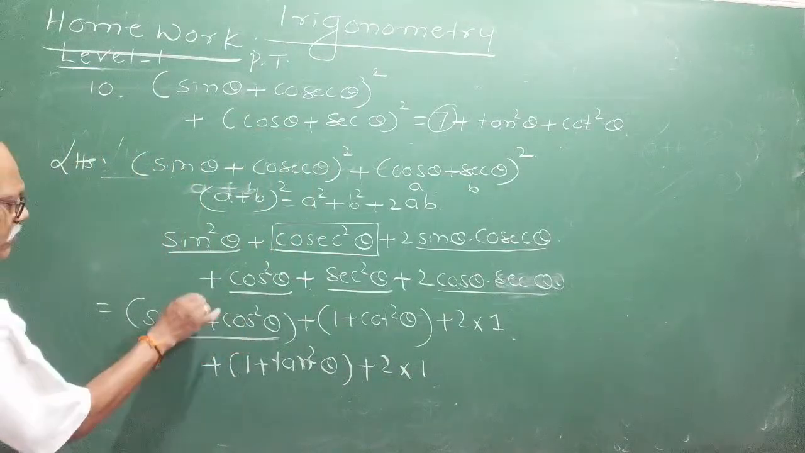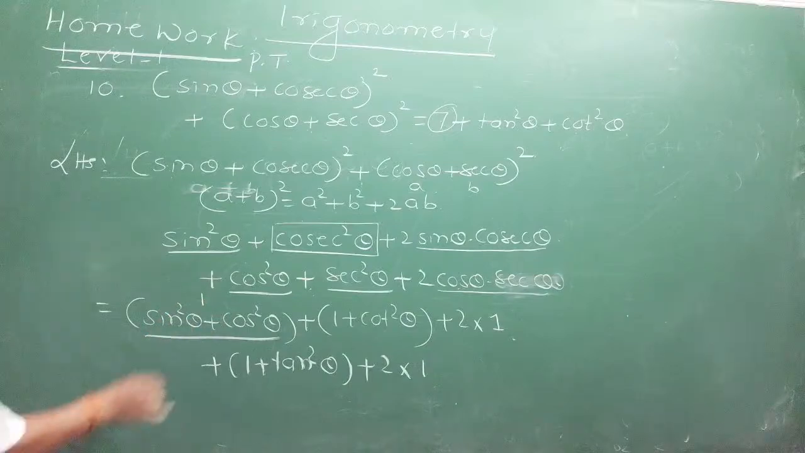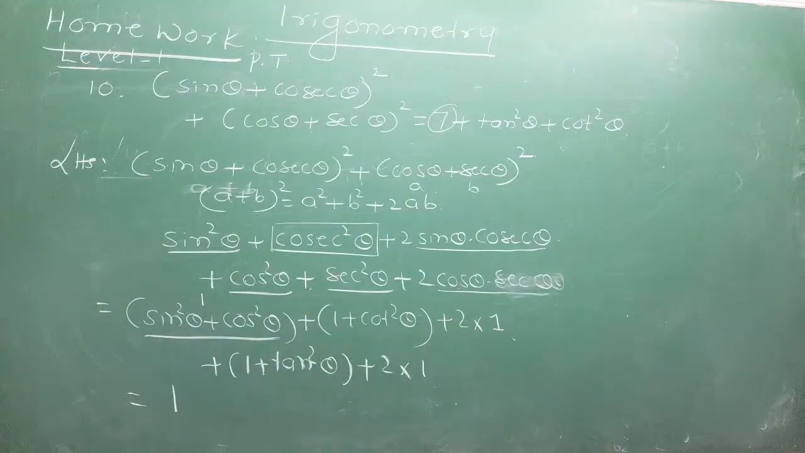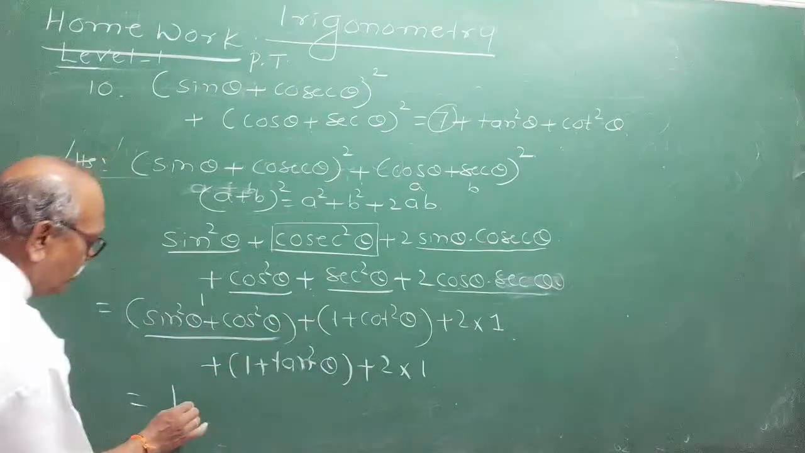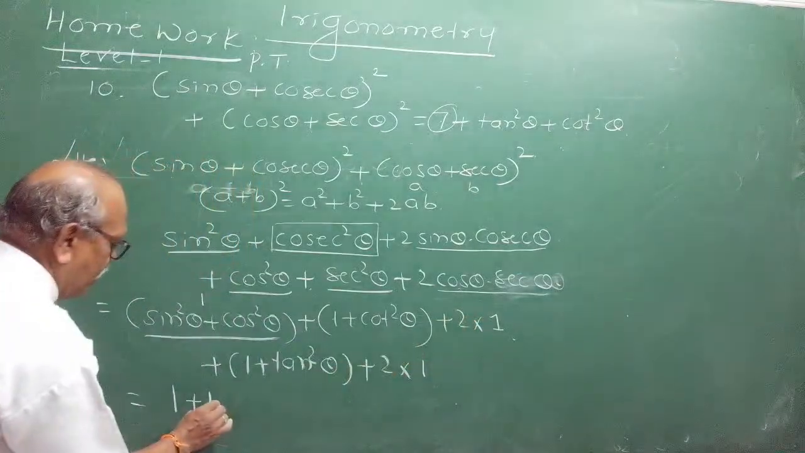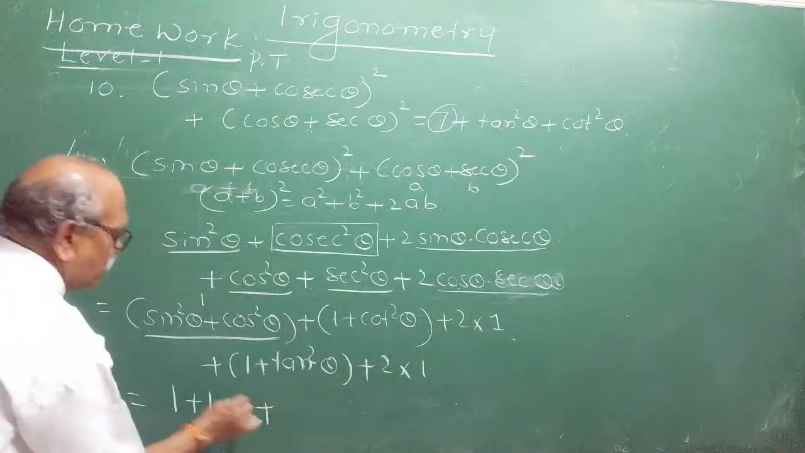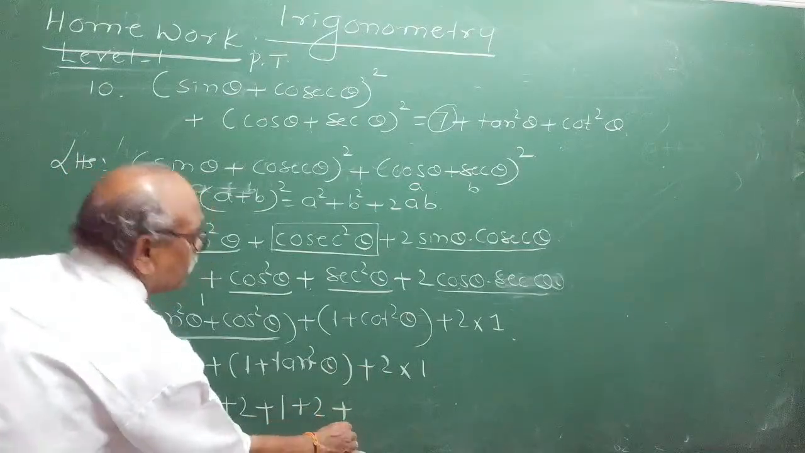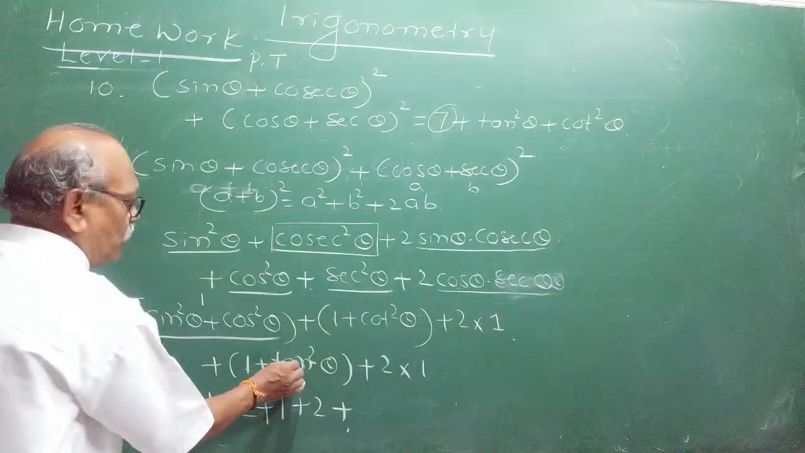And sin square theta plus cos square theta is 1. I will collect all the numbers here. Sin square theta plus cos square theta becomes 1. I will take 1 here. Here also there is 1, I will write another 1. Plus 2 ones are 2, I will take 2. Plus I will take this one. Plus 2 ones are 2. Plus I will write what you are left with now.